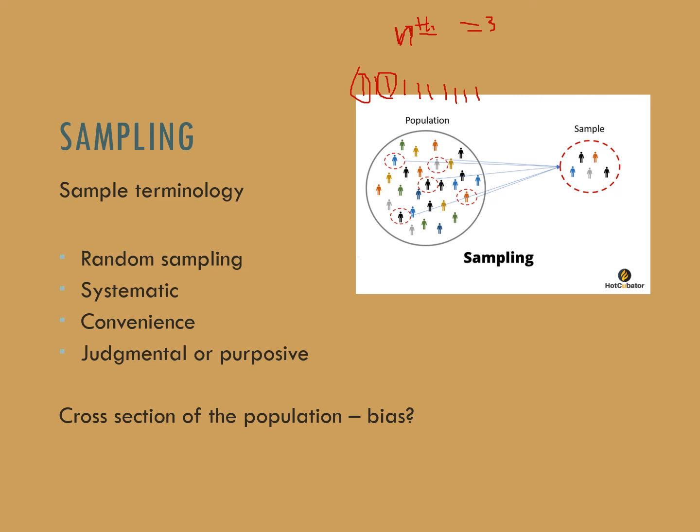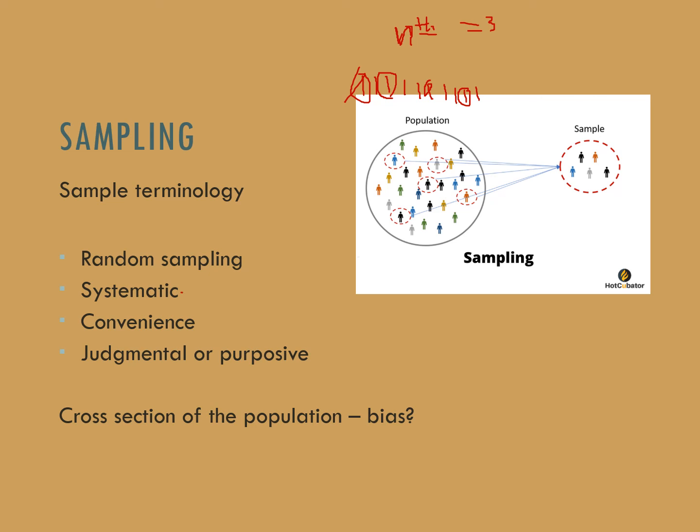Actually, that doesn't work that way. So not this person, because they're number 1, they're not number 3. So I would skip this person, choose this one, skip this one, choose this one, skip this one, choose this one. So that's how every nth person works.